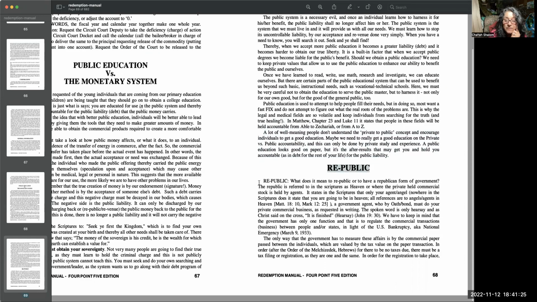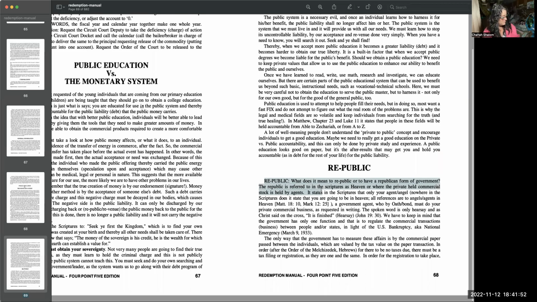Republic. What does it mean to republic, or to have a republican form of government? The republic is referred to in the scriptures as heaven, or where the private held commercial stock is held by agents. How does it have to do with heaven?